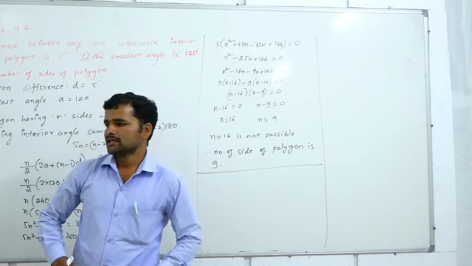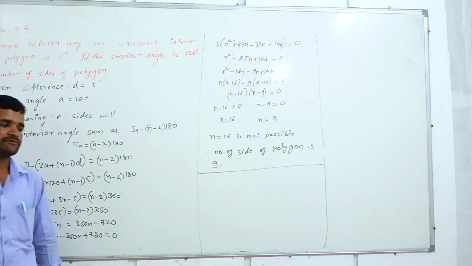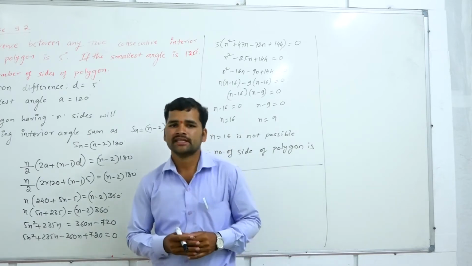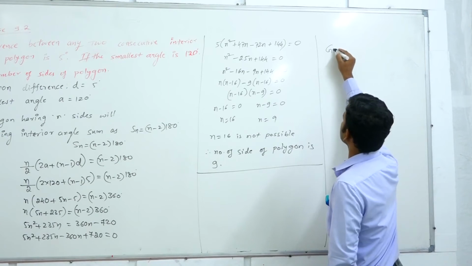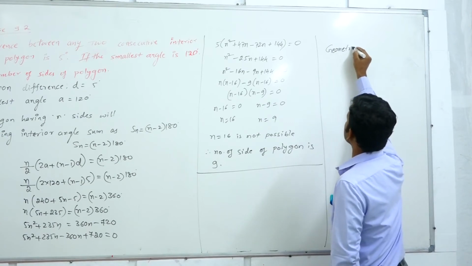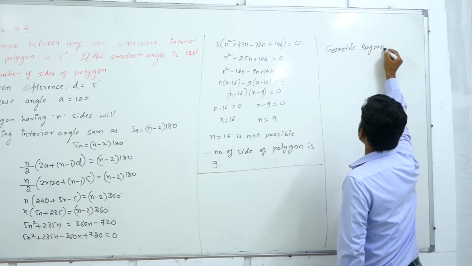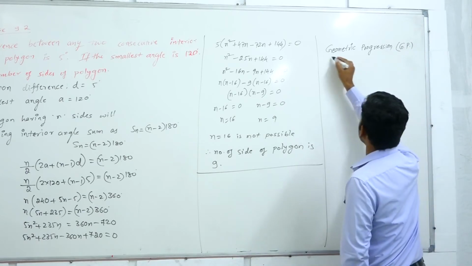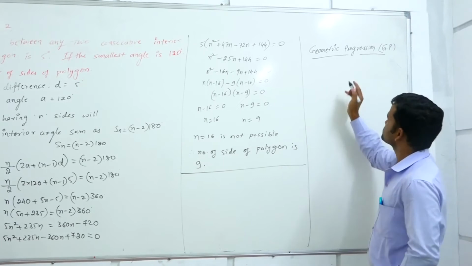With this, we finish the second exercise of the sequences and series. Now we will go to the next concept, that is geometric progression. Now we are going to deal with geometric progression, that is GP. See, with an example I will explain you.